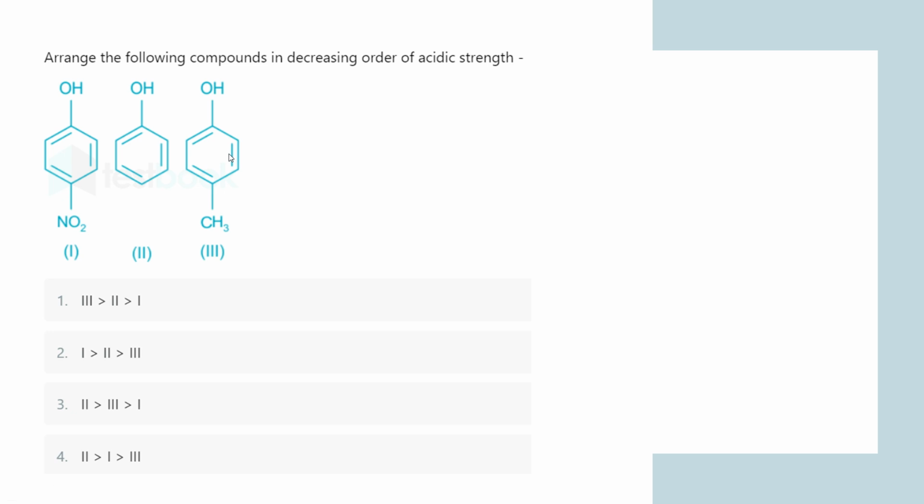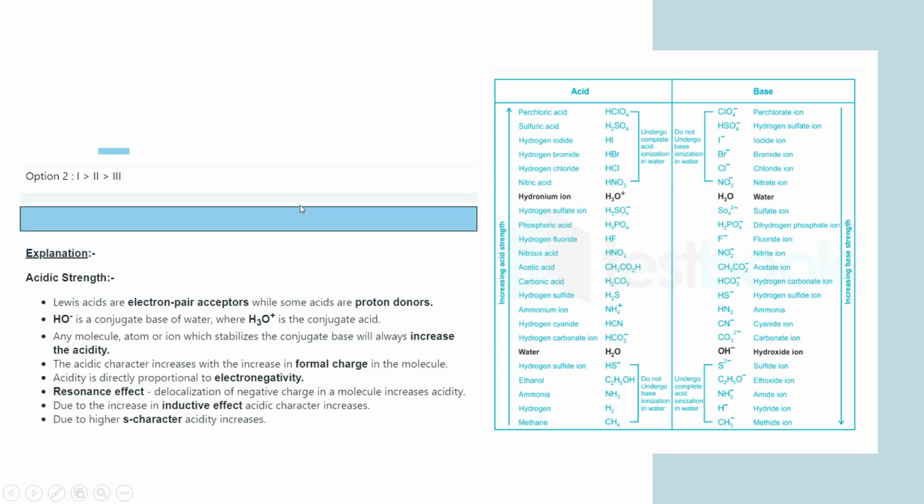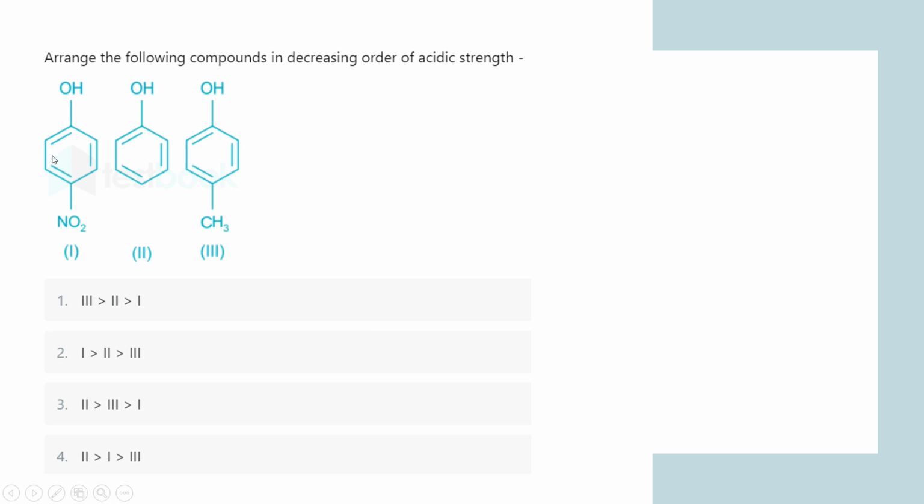Okay, so if we have to arrange these three, we must know that nitro is making the phenoxide ion more stable and methyl is making it less stable. So out of these three, nitro substituted phenol will be the most acidic one, followed by phenol, completely unsubstituted, which will be followed by option number 3, which is methyl substituted phenol. Hence, the correct answer will be option 2.